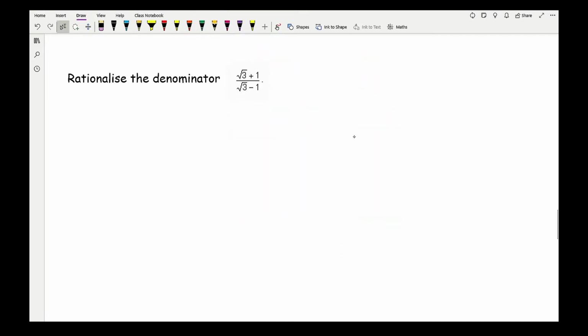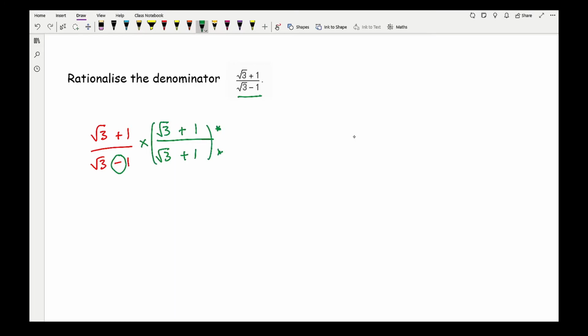So here we have got two terms in our denominator. So let's have a look at what we do here. So again, I've got root 3 plus 1 over root 3 minus 1. So here I'm going to multiply both the top and the bottom by the denominator, but because I've got a sign here, I'm going to reverse it. And so I've got root 3 plus 1. Now you need to make sure that when you've got this, the numerator and the denominator are exactly the same.